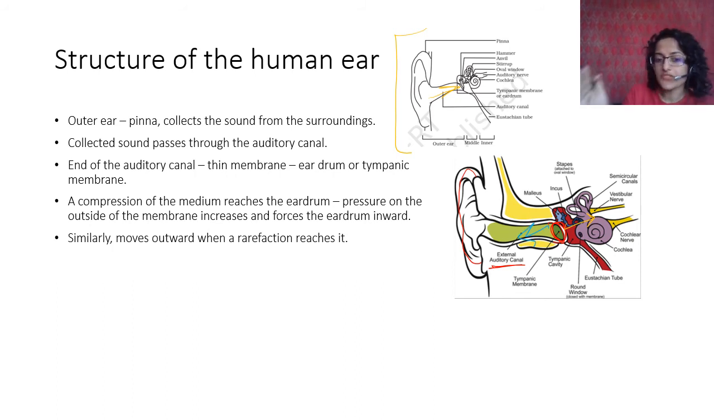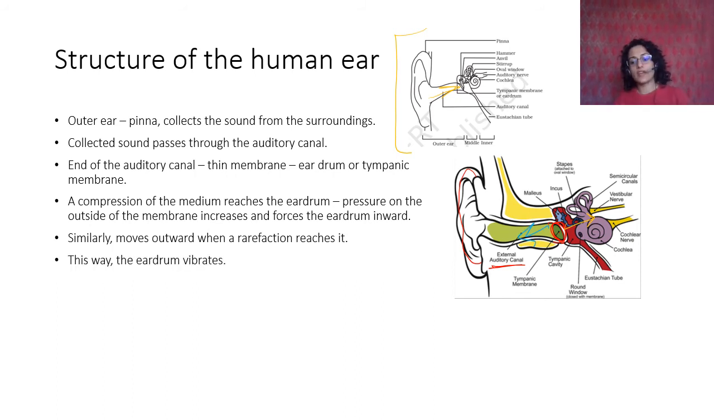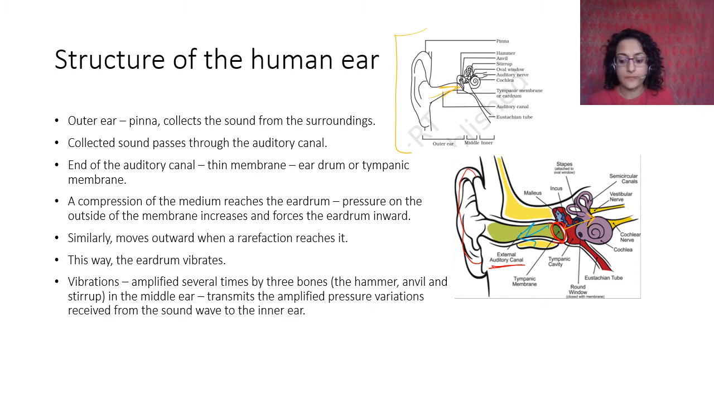And it starts vibrating. So this way the eardrum vibrates, and it vibrates according to the pitch, the frequency or the amplitude that has been received. Okay, so because of that the eardrum perceives sound exactly like the wave, and these vibrations are amplified several times by three bones of the middle ear.